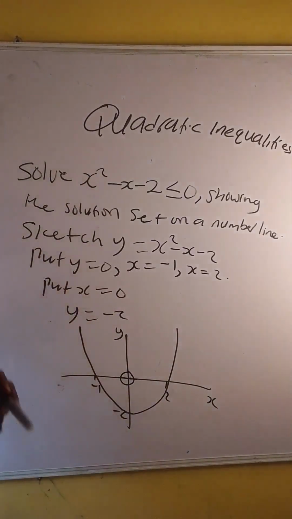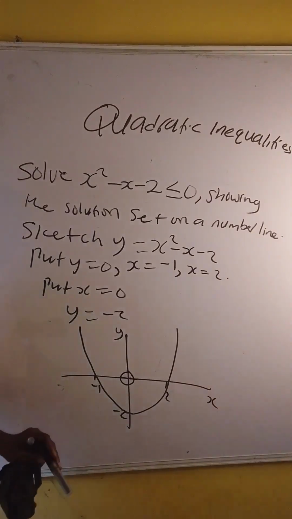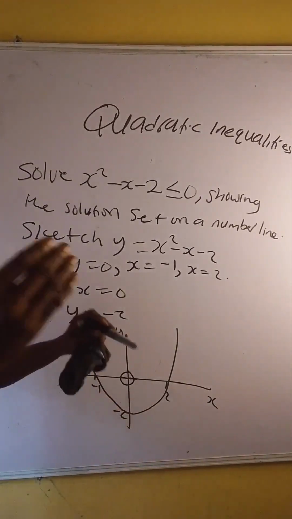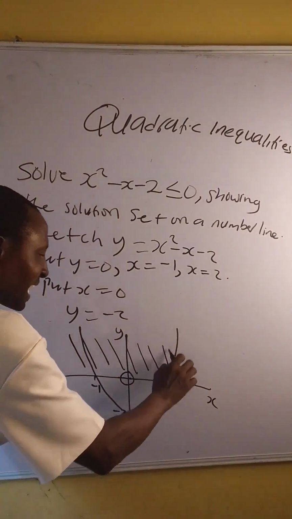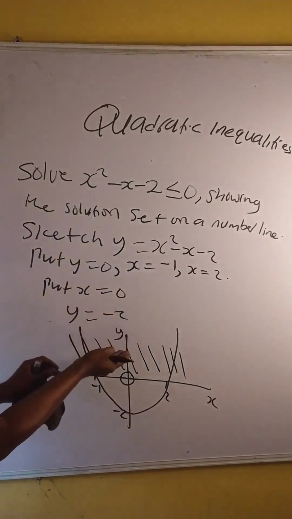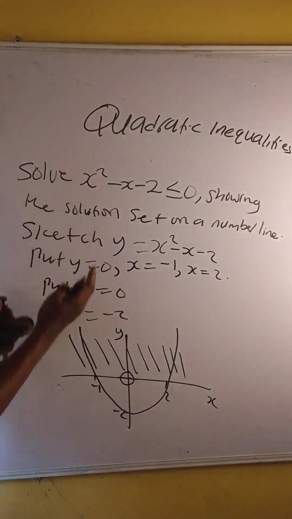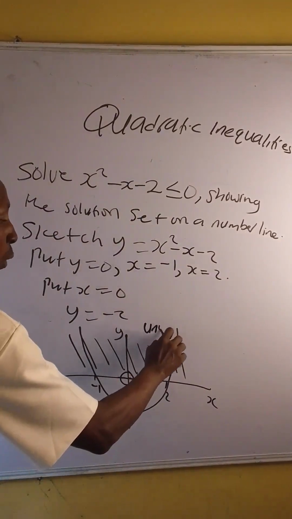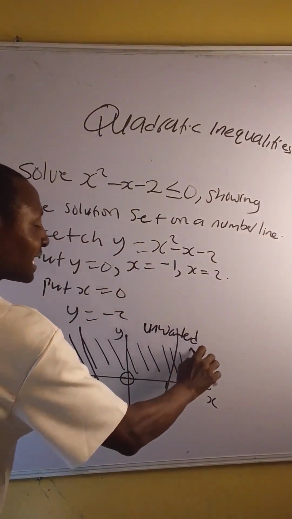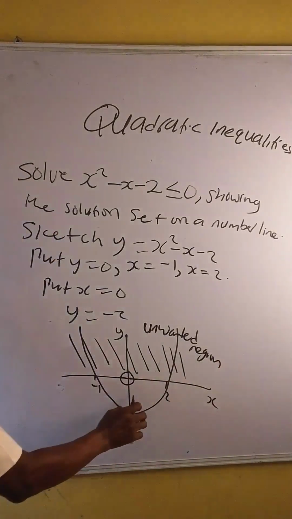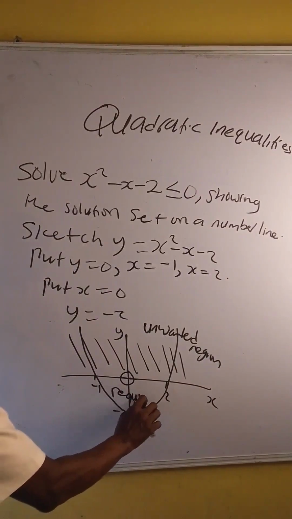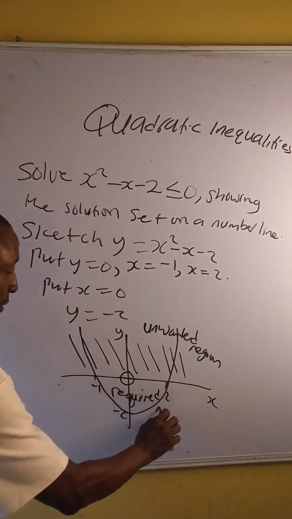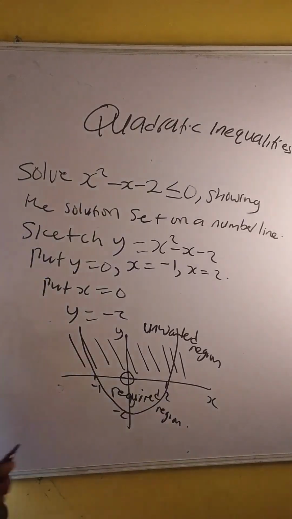And when it comes to inequality, sometimes they'll ask you to shade the unwanted region. So all these parts are unwanted because they are above 0. All these parts on the y-axis are greater than 0. So this is called the unwanted region. This part that is not shaded is our required region.